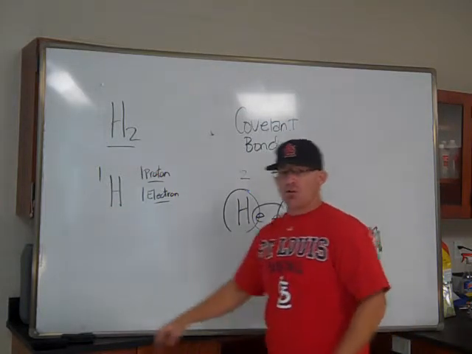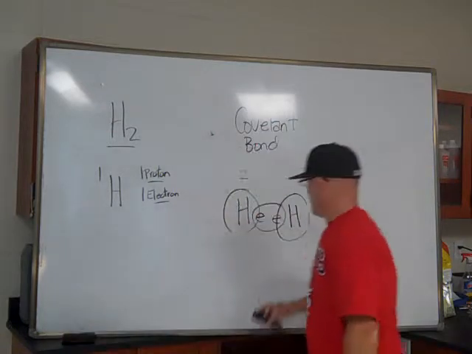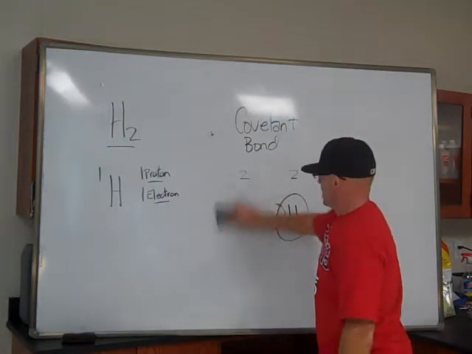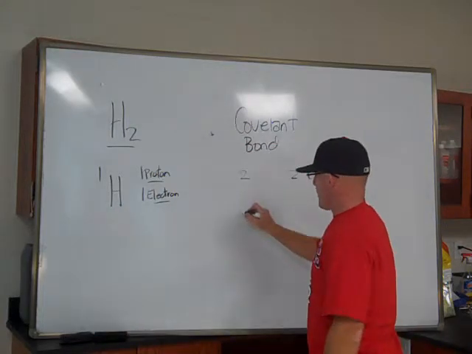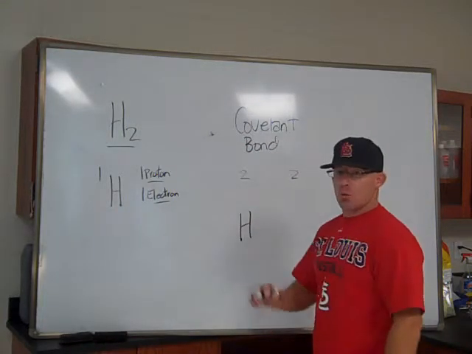Now, there are 2 other ways to draw this. Okay? There's this way with the E's. The simpler way is called the dot structure. So we're going to represent electrons with dots.